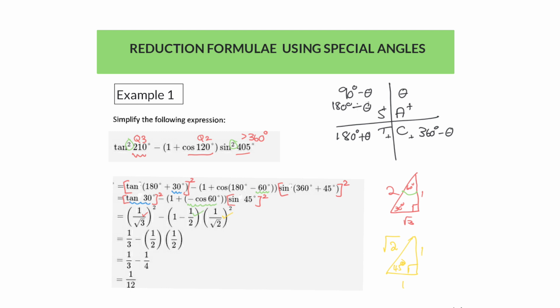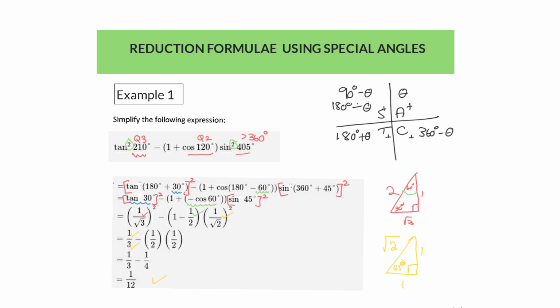Okay, how do you square 1 over square root 3? Well, square root 3 times square root 3 is 3, and 1 times 1 is 1. 1 over square root 2 squared is 1 over square root 2 times 1 over square root 2, which gives you a half, and you simplify. Okay, how was that?